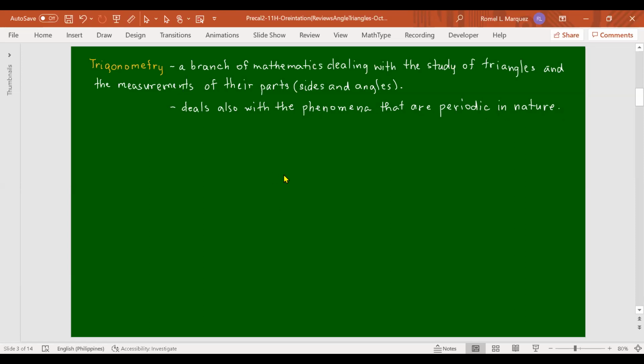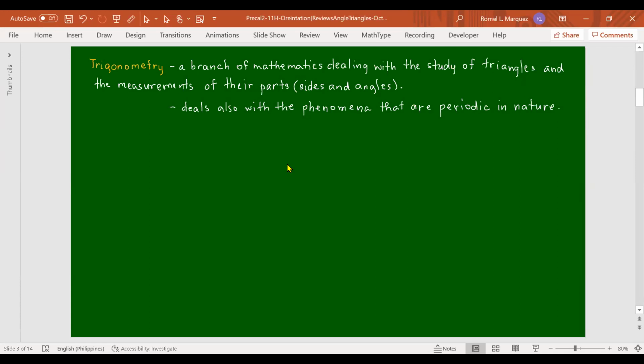By phenomena, these are occurrences or events where you will see something that is repetitive in nature. Like for instance, the Earth revolving around the sun. That is periodic in nature, meaning it repeats every year. The current of the sea is also periodic in nature, meaning same shape as it waves. And also the vibration of a string, the motion of a pendulum. So these are the things that are periodic in nature. So trigonometry also deals with such.